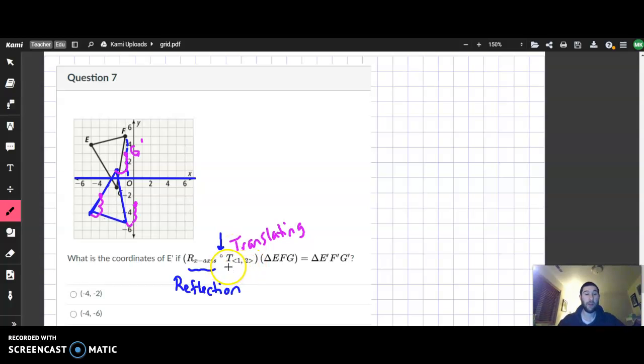Now we are translating over 1 and up 2. And here you can see in purple I've translated over 1 and up 2 for all 3 of my points. And you can see here G prime is at -1 and up 3. And so, what are the final coordinates of G prime? -1, up 3. Same thing is going to be true for E and F. E prime over here is going to be at -4 and down 2. And so that's going to be this first option right here for that point.